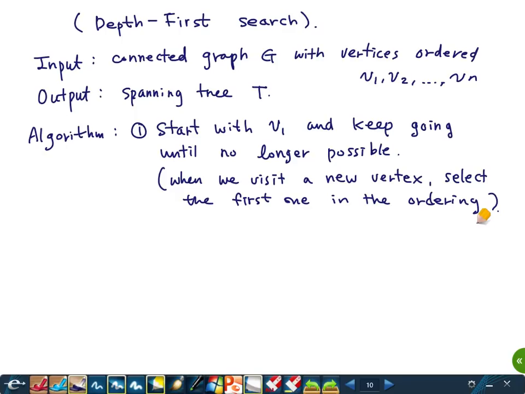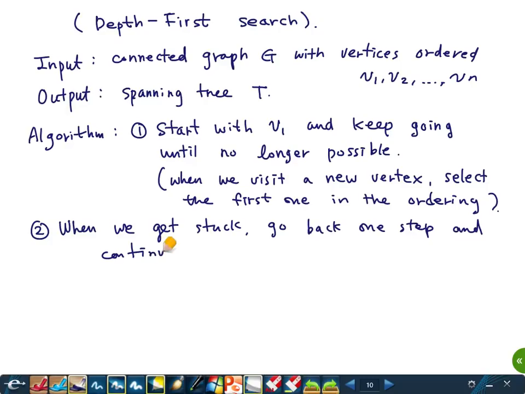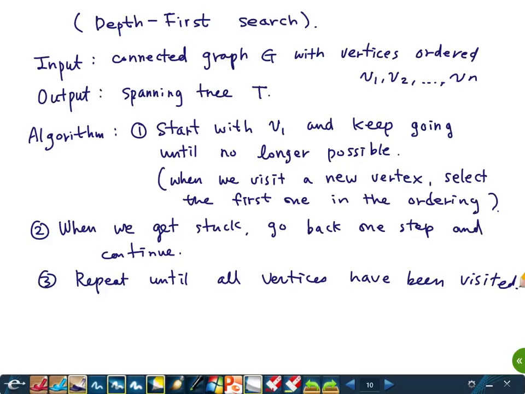And second, when we get stuck, meaning you cannot find a new vertex anymore because the neighbors of it must have been already visited, go back one step and continue from there. If you're still stuck there, go back one step and then continue. See if you can find a new vertex. And repeat this until all vertices have been visited. And this will be the spanning tree as an output.